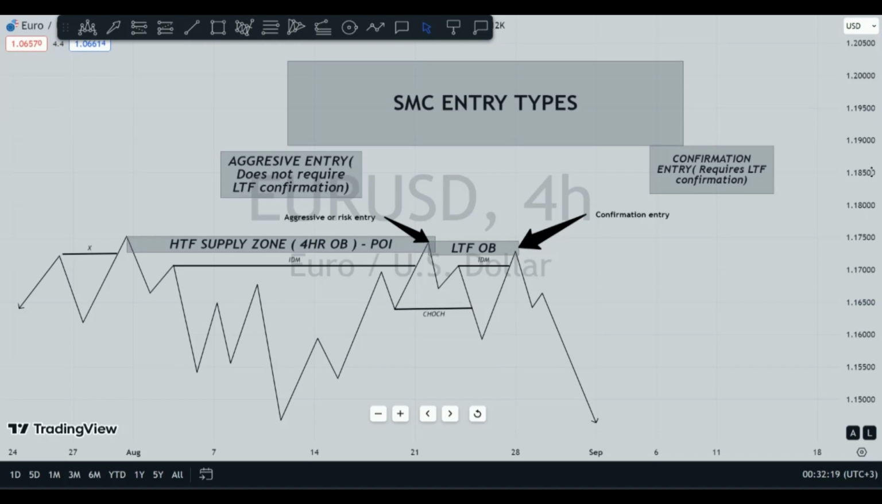And today we are going to learn about SMC entry types, and I will take you through the two main types of entries that I personally use most of the time. So, now let's start. Number one, I'll talk about aggressive entry, whereby you do not require lower time frame confirmation. And then number two is confirmation entry, which requires lower time frame confirmation.